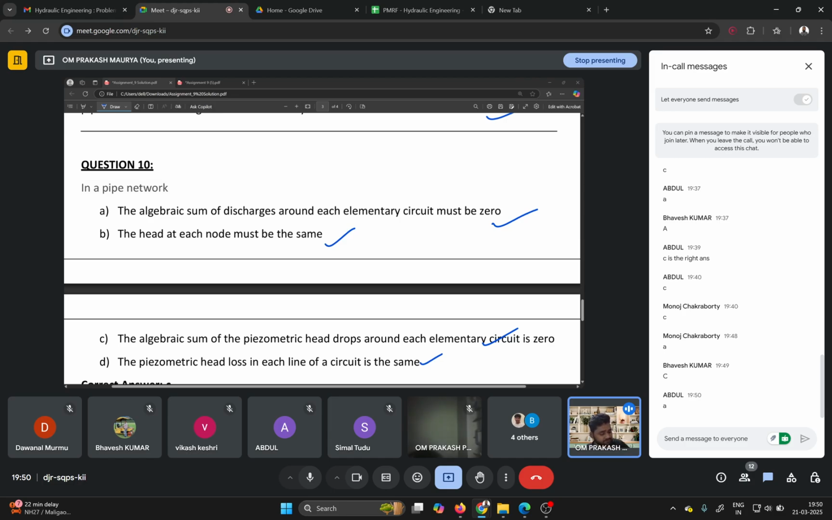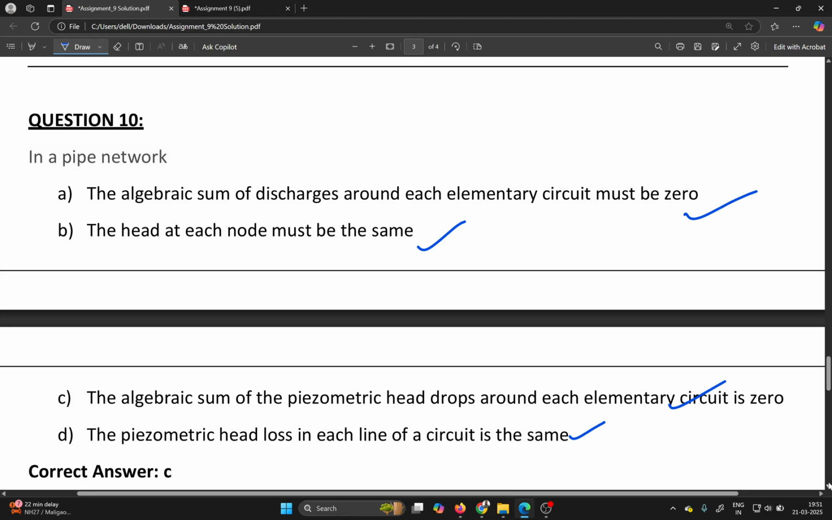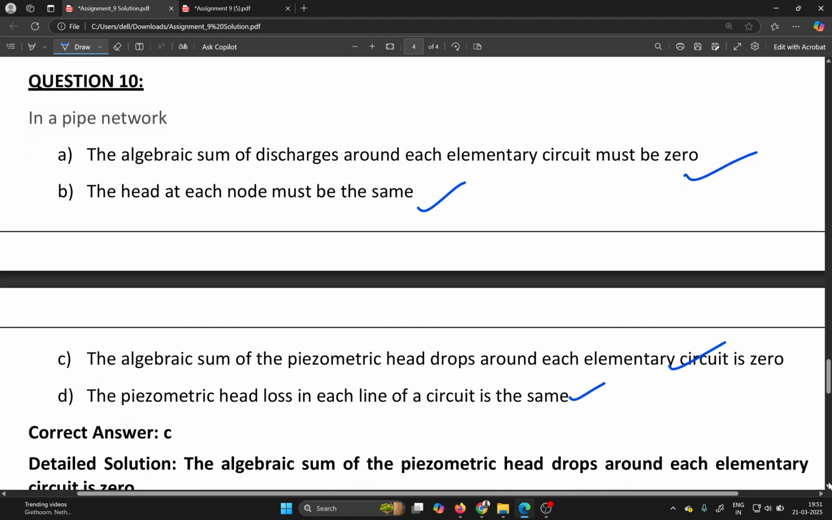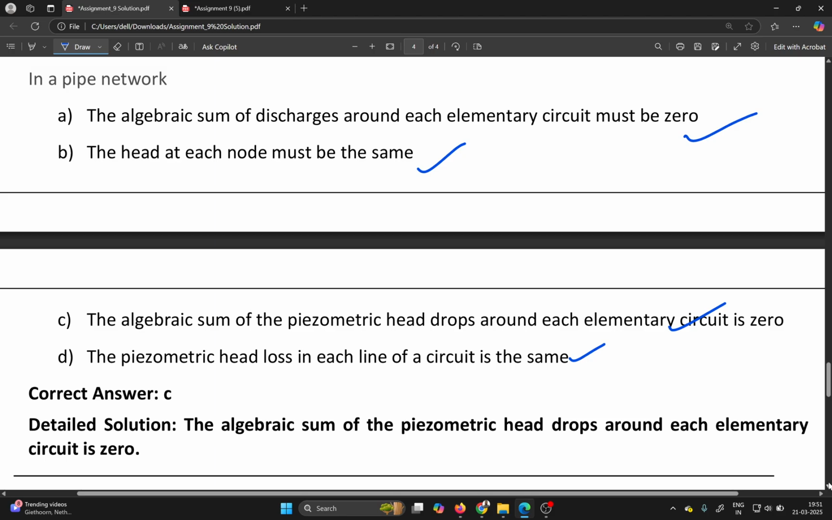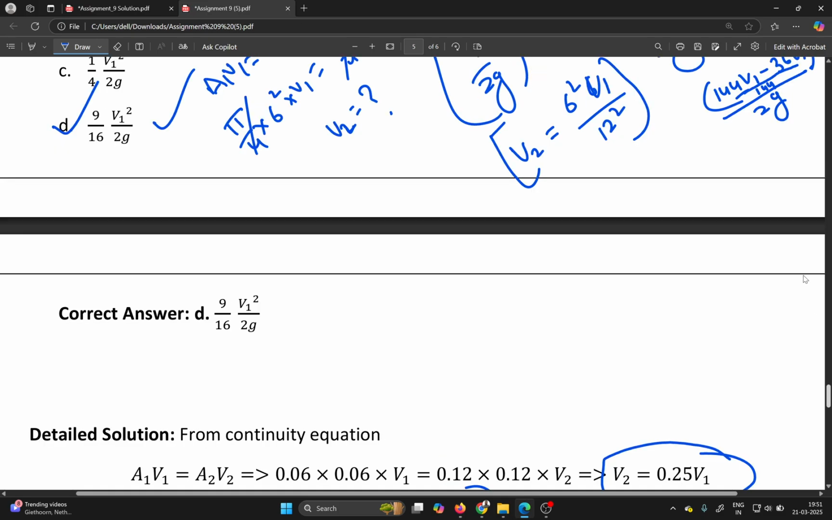Okay, let me just discuss. Yes, option C is correct here. The algebraic sum of piezometric head drop means head loss; head drop around each elementary circuit is 0. The option C: the algebraic sum of piezometric head drop around each elementary circuit is 0. The previous questions also we have seen, I think.